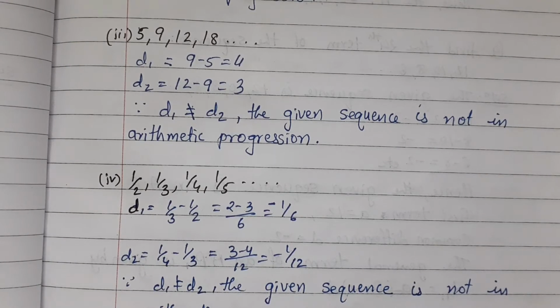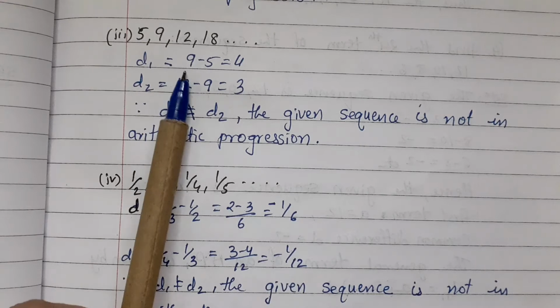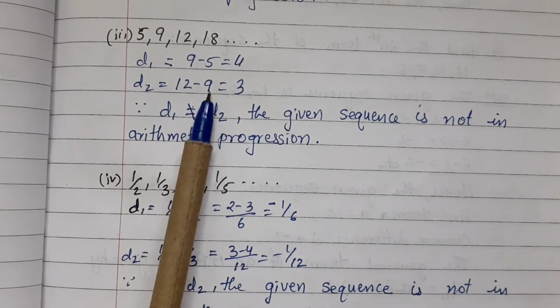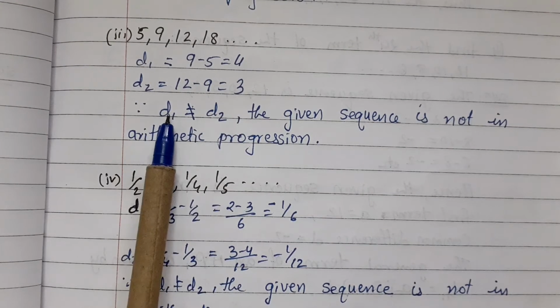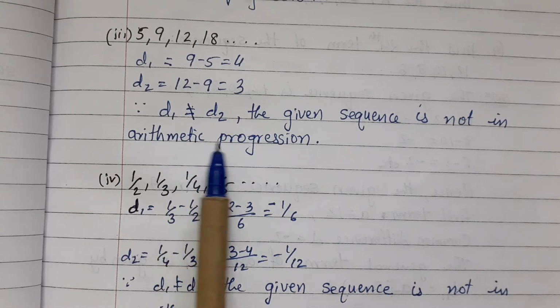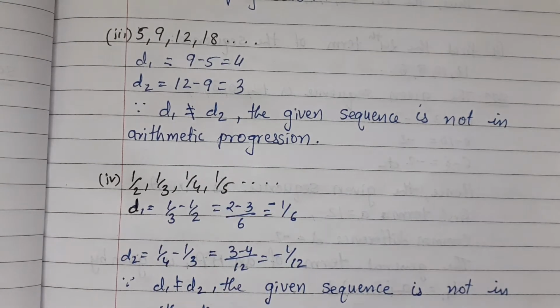Part 3. 5, 9, 12, 18. D1 equal to 9 minus 5, 4. D2 equal to 12 minus 9, 3. Since D1 is not equal to D2, the given sequence is not in arithmetic progression.